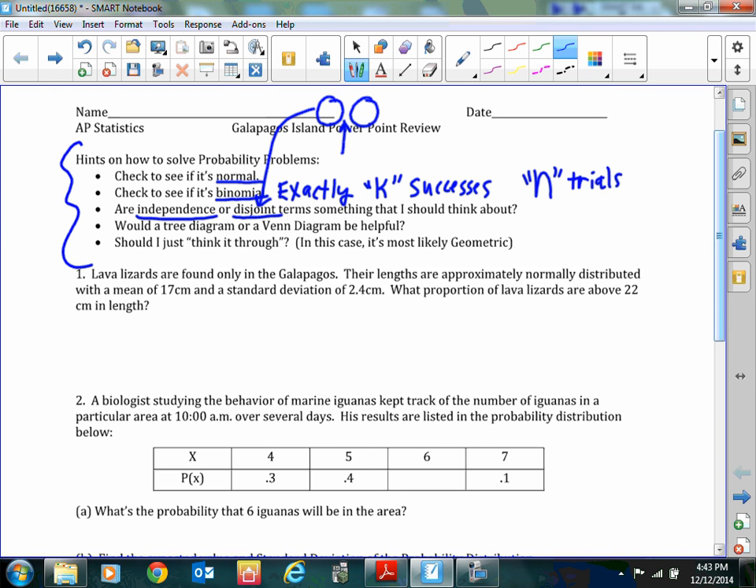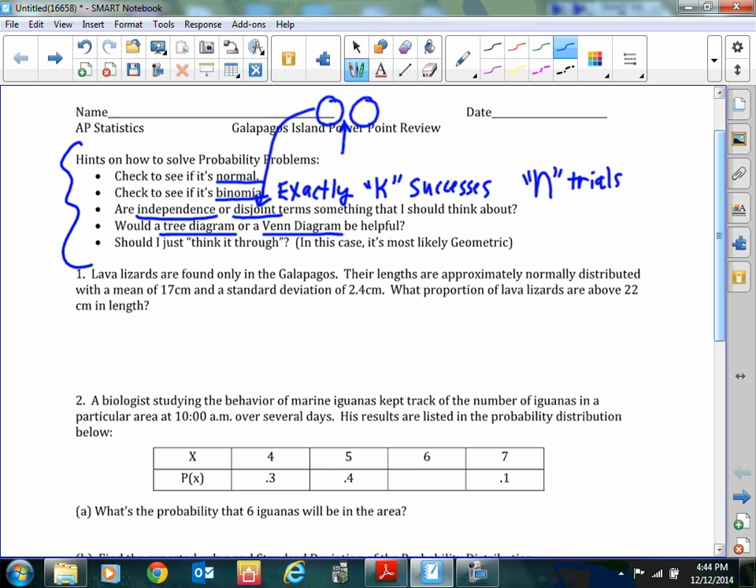Is this something where you should do a tree diagram? A tree diagram are those problems where you have many conditional probabilities. If this, then that. And if this, then this is going to happen. If this, then that. And I'll come through and I'll tell you which ones, so your little hints on that. And of course, drawing your Venn diagram might be helpful.